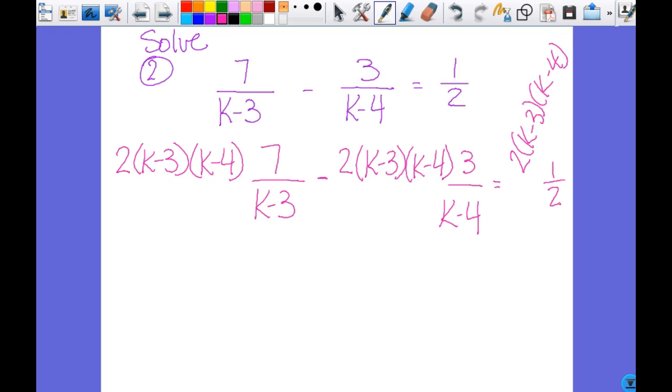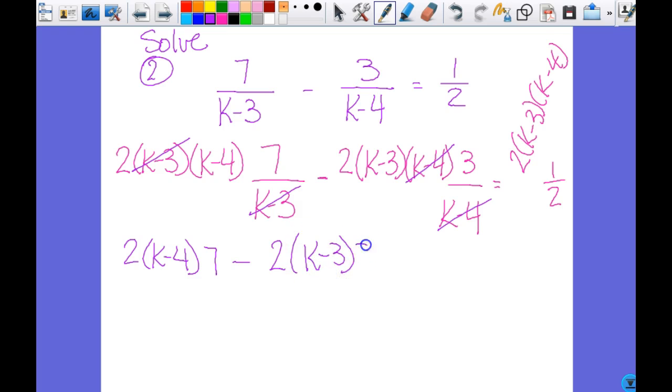Yes, and I wouldn't necessarily always just pick all the denominators and multiply them together. You just have to decide what the lowest common denominator is from things you know about rationals and fractions. All right, so in this first one here, the K minus 3 cancels out with the K minus 3, right? So I'm left with, and I'm just going to rewrite it not multiplied together yet so I don't lose anybody, 2 times K minus 4 times 7, right? That's what I'm left with in my first term. Minus, in my second term, what cancels out? The K minus 4, right? So that leaves me then with 2 times K minus 3 times 3.